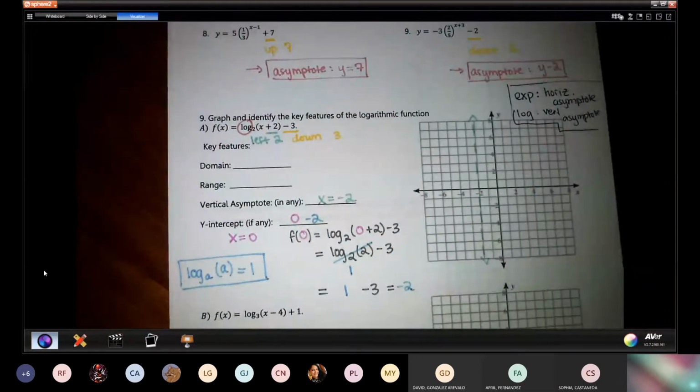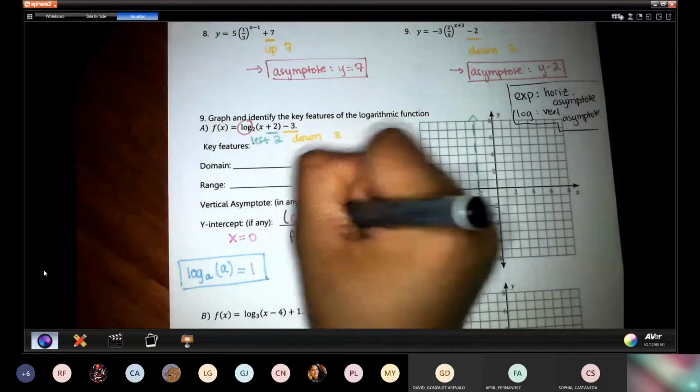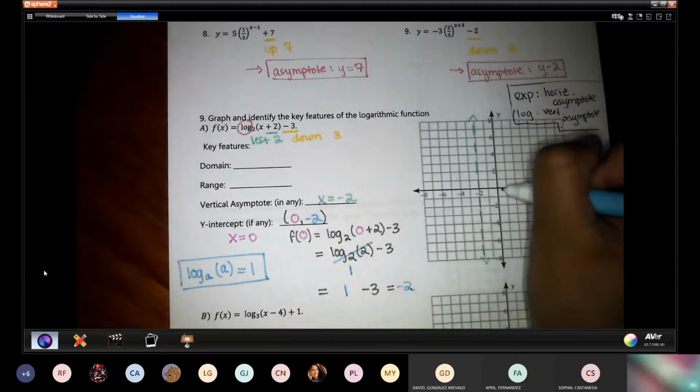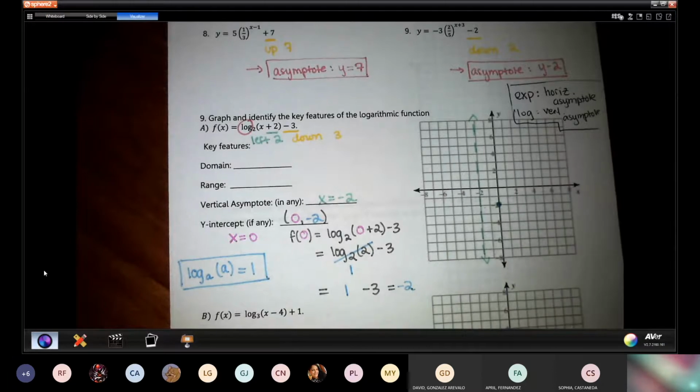Makes sense. A little bit. I know that's probably a little bit of a jump. But we'll be okay. All right, so when we plot that, 0, -2, x is 0, y is -2, there's our y-intercept. Okay, get it, April? All right.